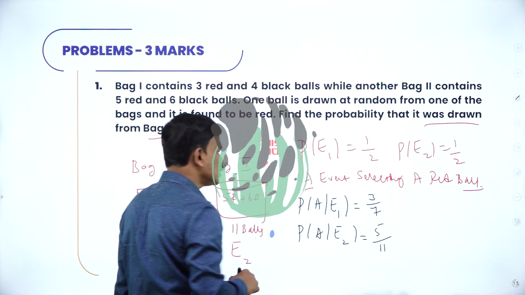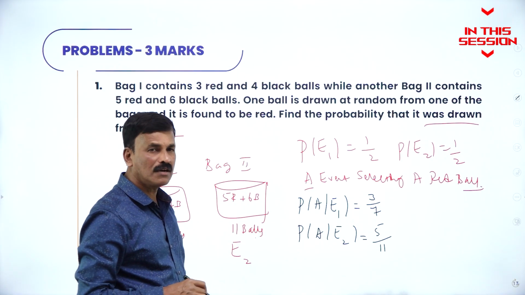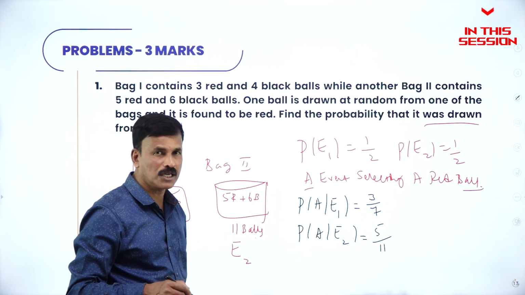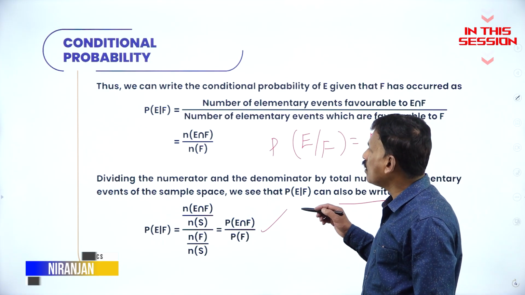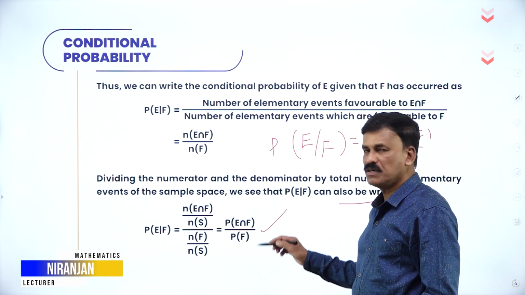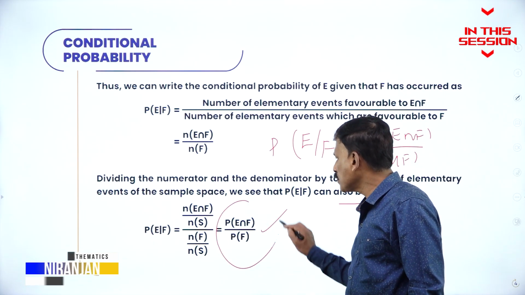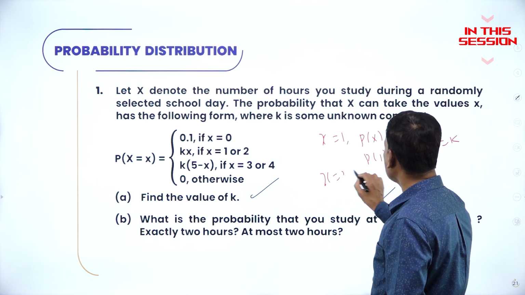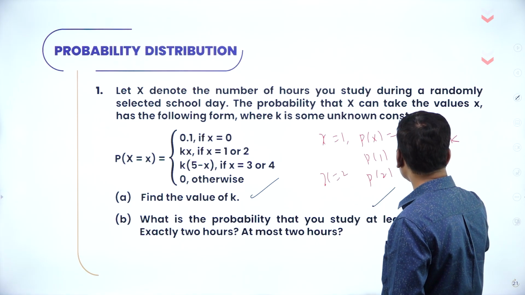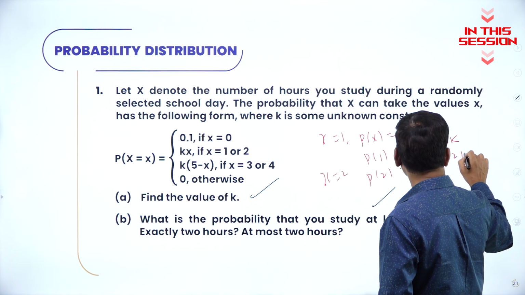Probability of A by E1 is 3 by 7 and probability of A by E2 is 5 by 11. The probability of E by F is always equal to probability of E intersection F divided by probability of F. Again, when x is equal to 2, P of 2 is equal to K into 2, this is equal to 2K.